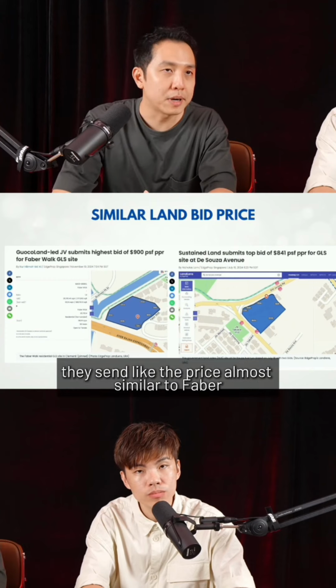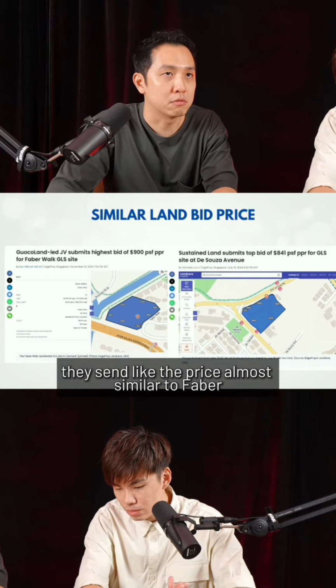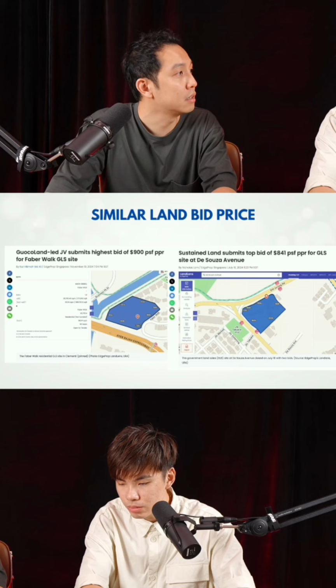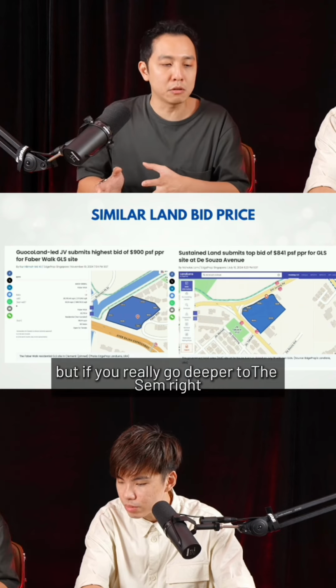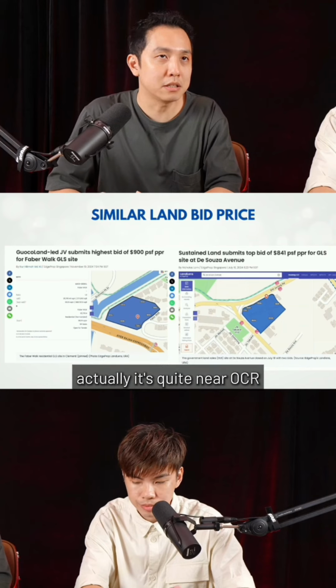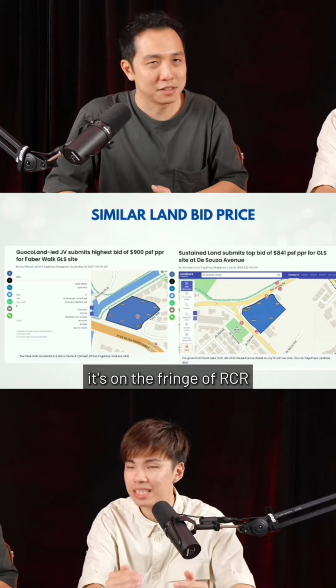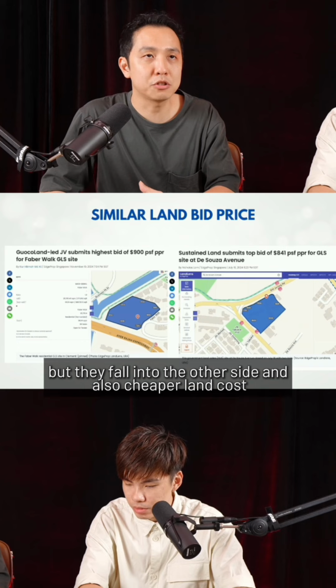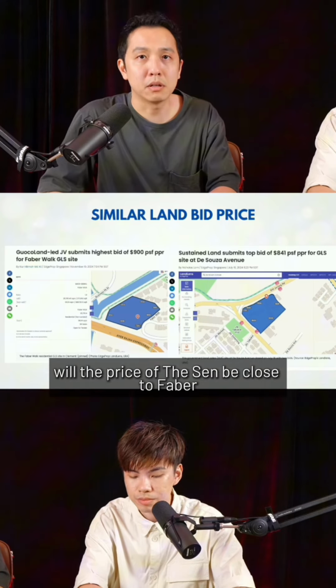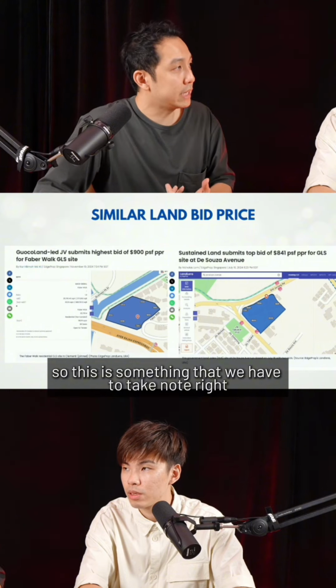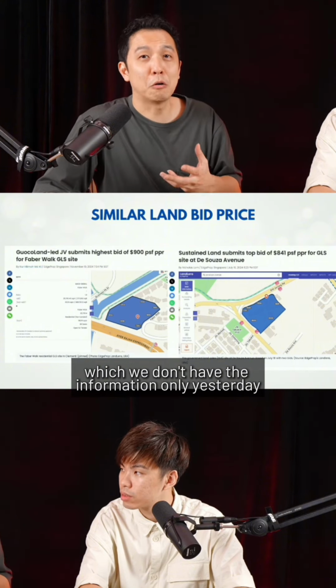We'll say that the Sen's price is almost similar to Faber. Which should we consider? Because one is RCR, one is OCR. But if you really go deeper into the Sen, actually it's quite near OCR. It's on the fringe of RCR, but they fall into the RCR and also have a cheaper land cost. So one thing is today, the price of the Sen is close to Faber. So this is something that we have to take note of, which we didn't have the information until only yesterday.